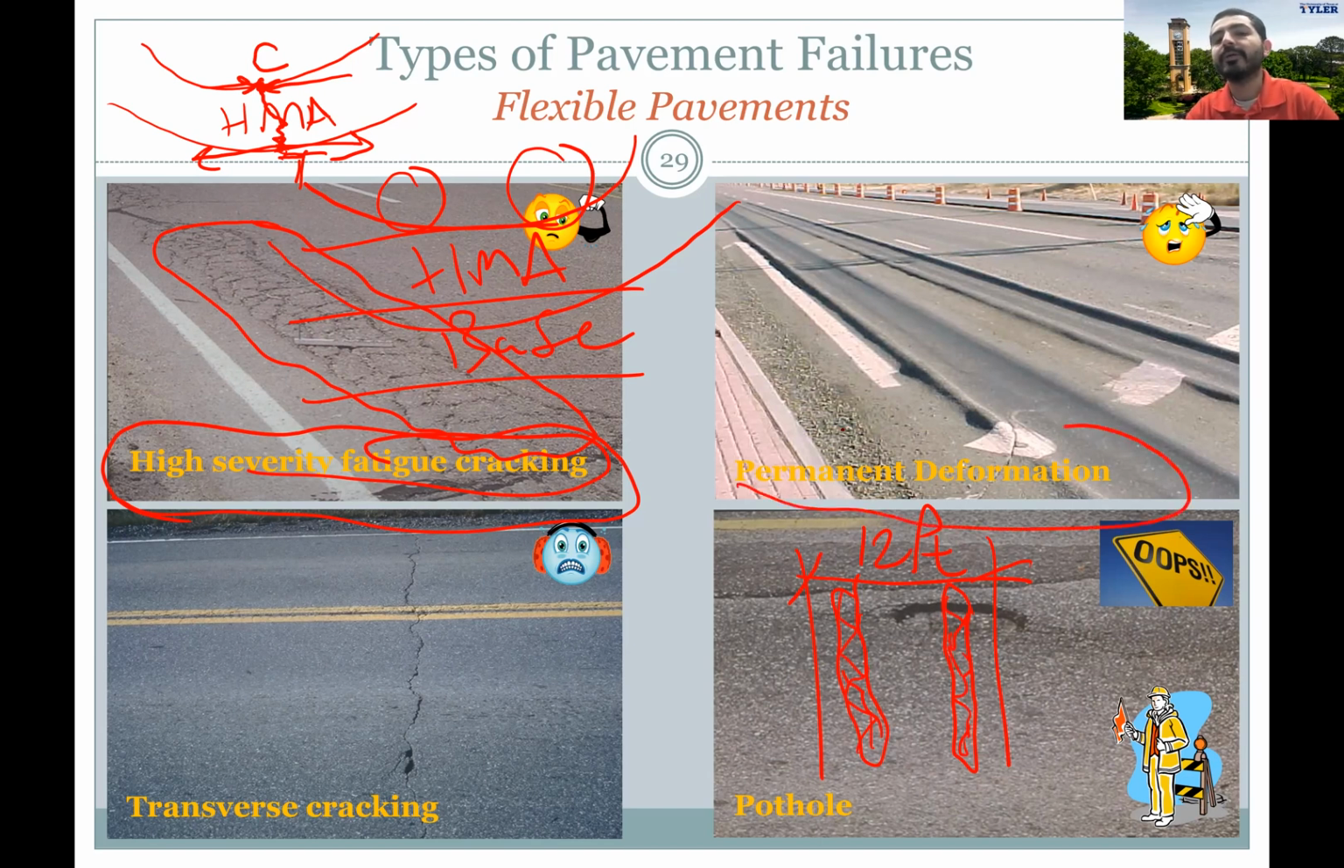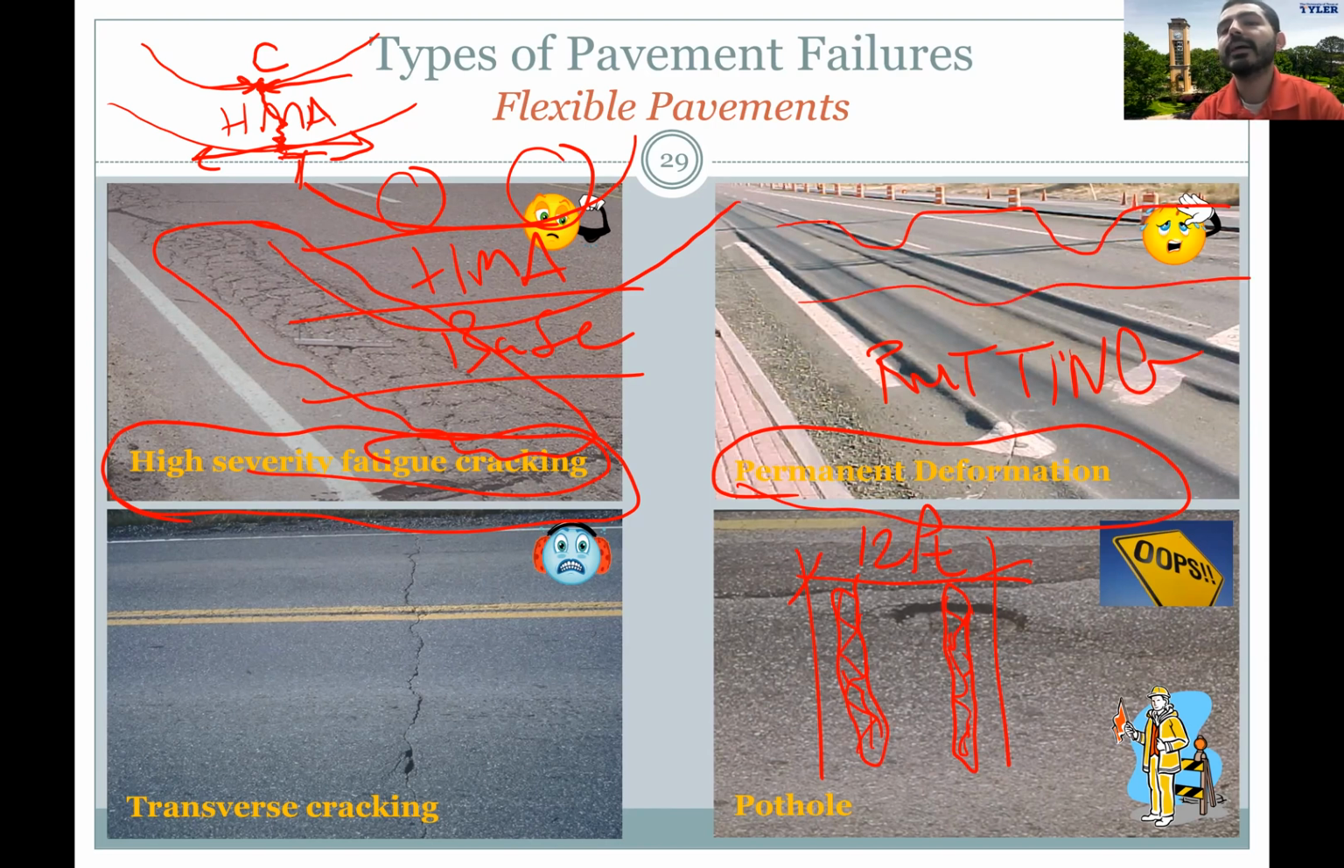The other type of problem is permanent deformation, or what we like to call rutting. Also, it happens at the wheel path, where, again, I'm exaggerating here, but the surface looks like this.